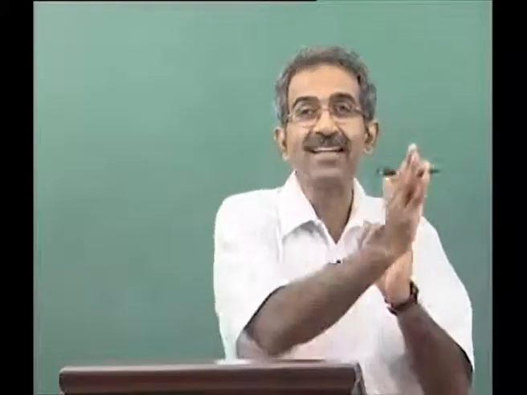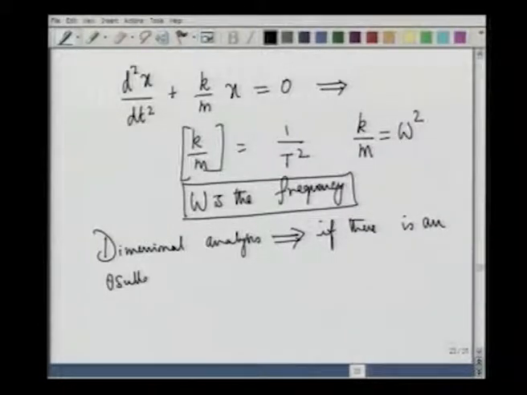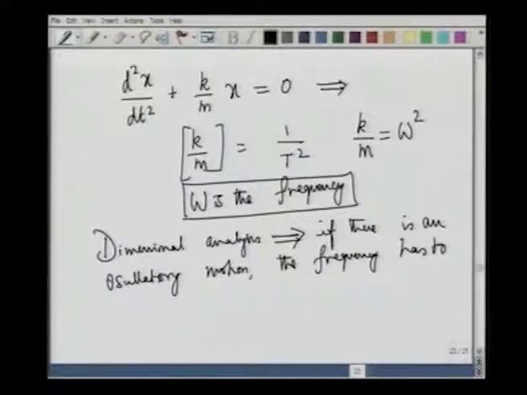In other words, in this problem, if I am interested in the dynamics, the oscillation, let me imagine that I don't know how to solve this differential equation, but dimensional analysis implies that if there is an oscillatory motion, the frequency has to be omega, but for some multiplication factor.